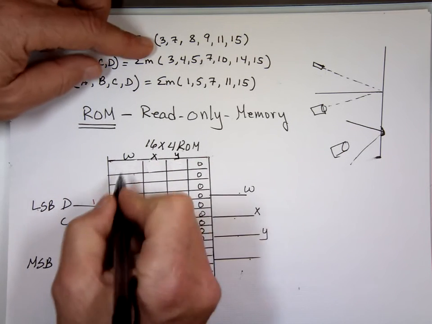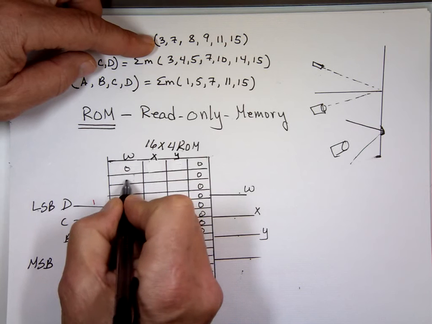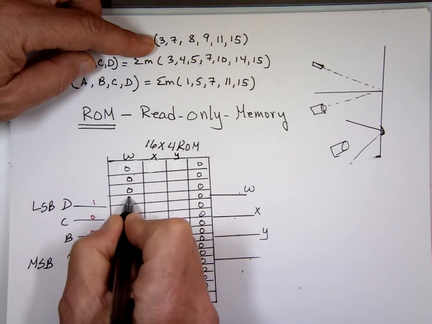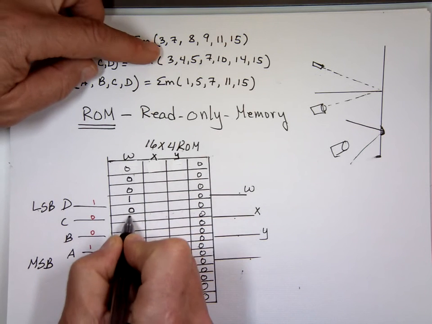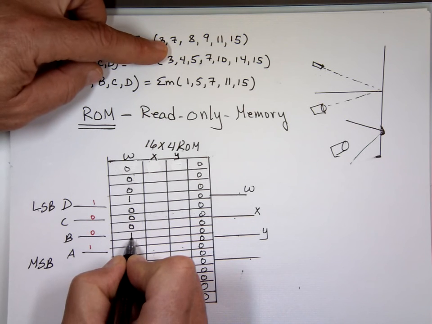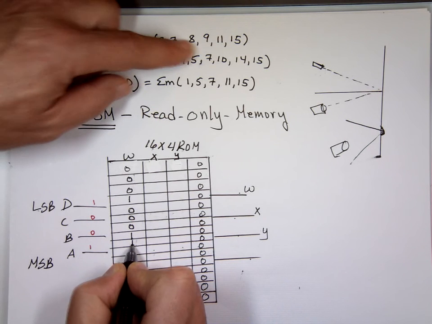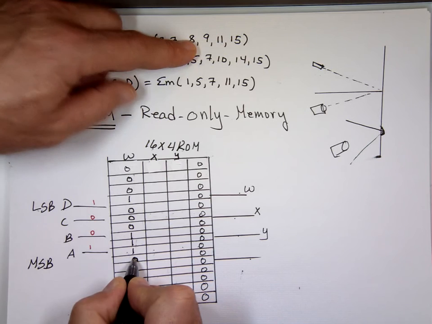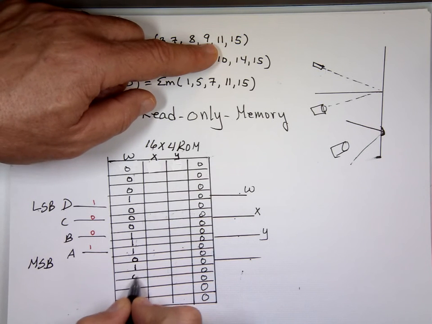W has a 1 at 3. That's 0, 1, 2, 3, 4, 5, 6, 7. 7 is 1. 8 is 1. 9 is 1, 10 is 0, 11 is 1, 12 is 0, 13 is 0, 14 is 0, 15 is 1.